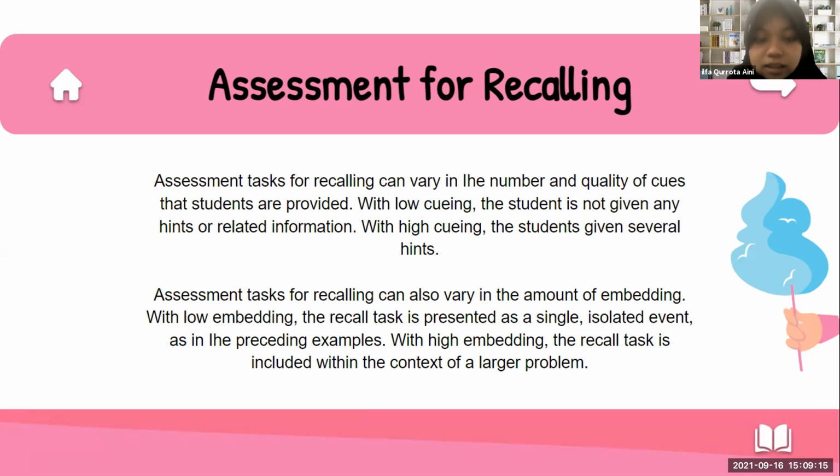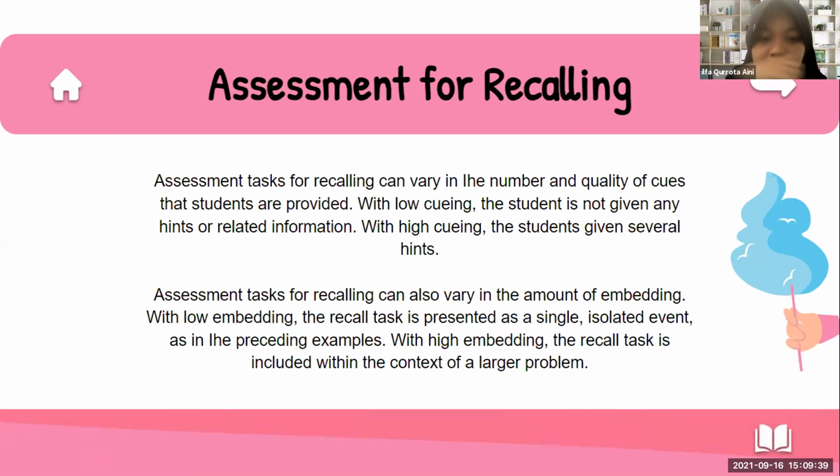And with high cueing, the student is given several hints, like fill in the blank. For example, in the metric system, a meter is a measure of ___, and the student must fill in the blank.